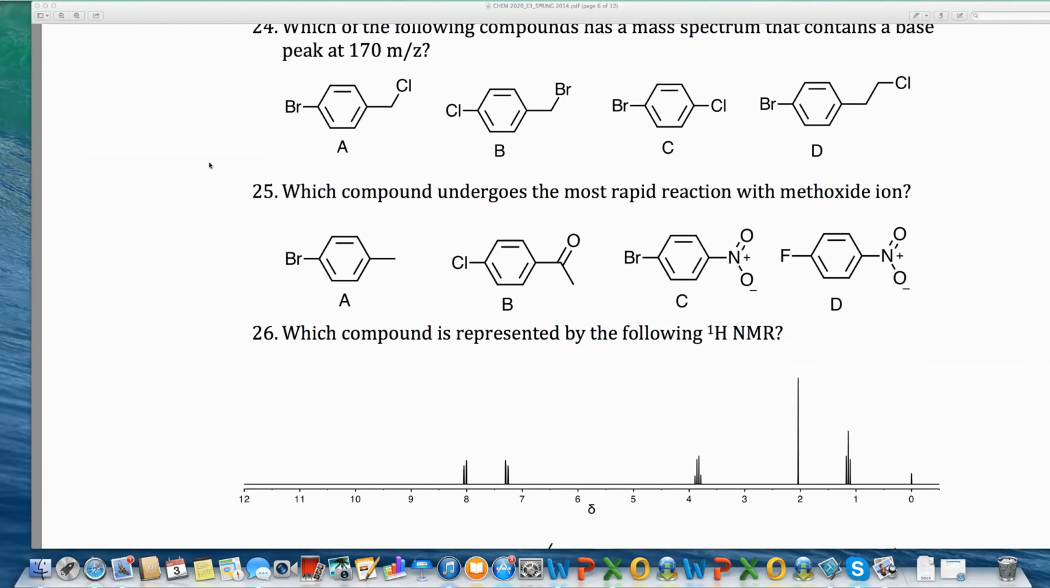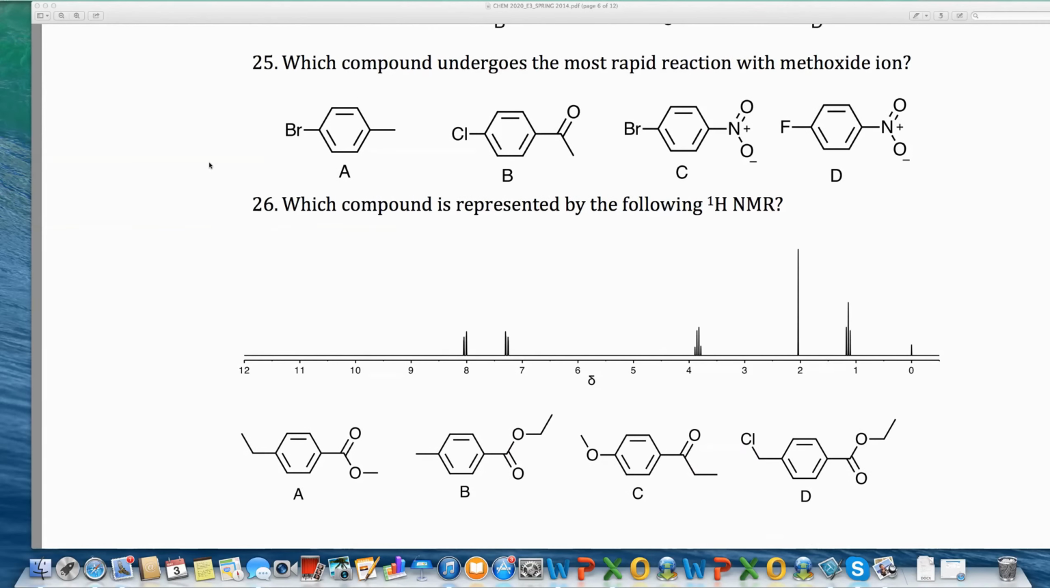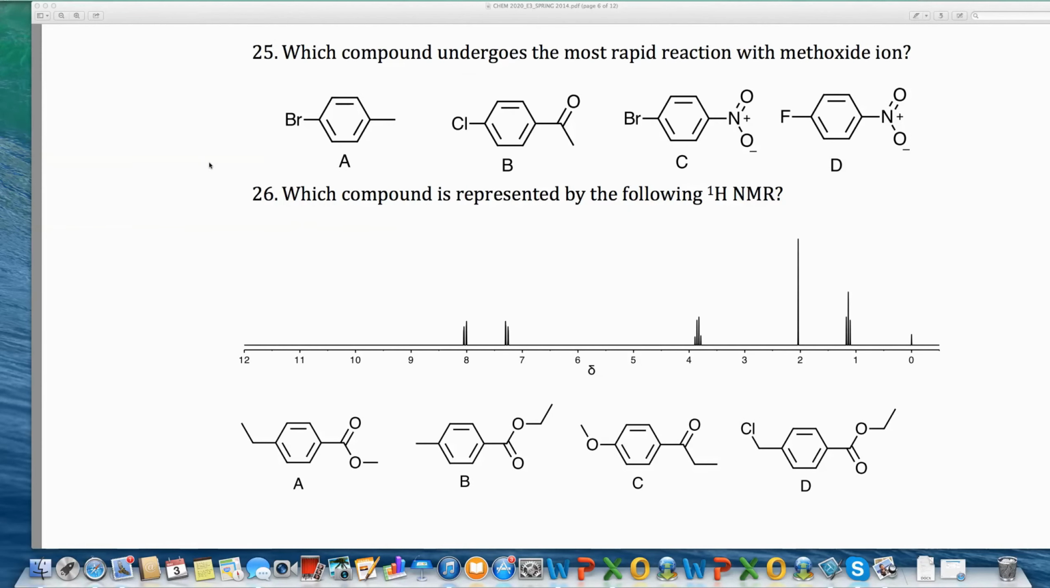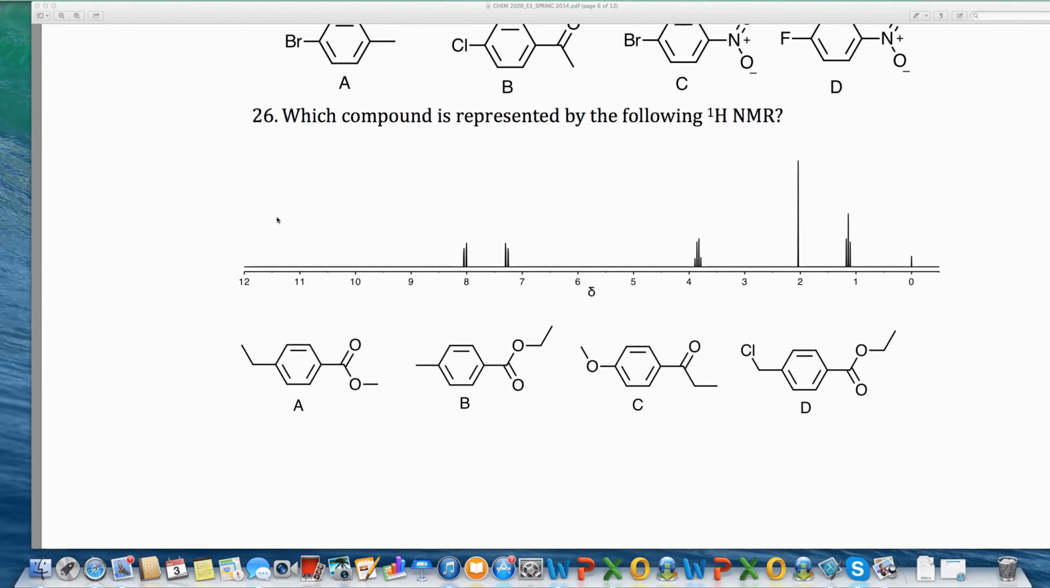Moving on to number 25. Number 25 is a question that relies upon your knowledge of nucleophilic aromatic substitution. You must have a good leaving group that's either ortho or para to a strong electron withdrawer. So D should be eliminated because fluorine is not a good leaving group. A should be eliminated because the methyl group is not an electron withdrawer. And nitro is better than an acyl group. So C is the better answer for number 25. So number 25, the best answer choice is letter C.